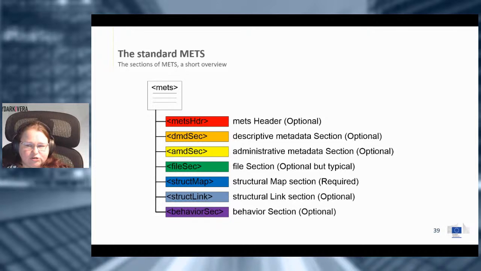That's an optional section where you describe the sender and receiver of the information package, and that kind of high-level information, especially regarding agents, persons, machines that have been in connection with the information in the information package and part of the creation of the information package. The next one is the DMDSEC, the descriptive metadata section, also optional.